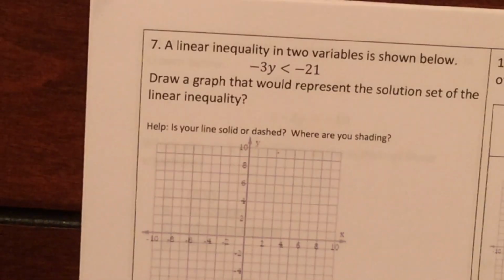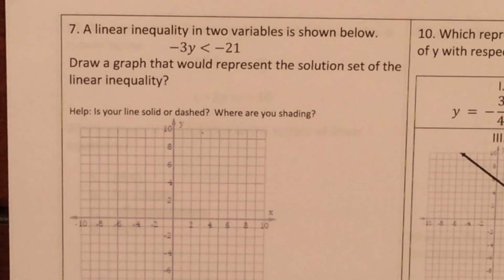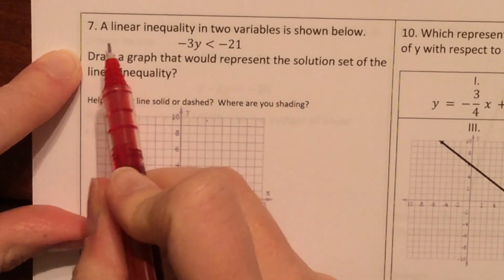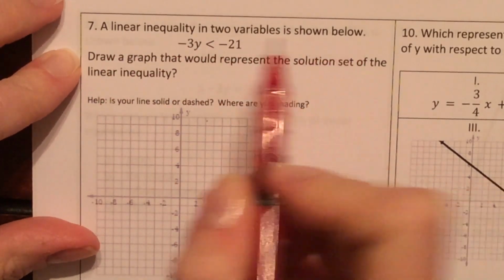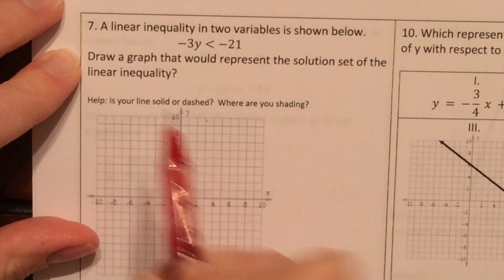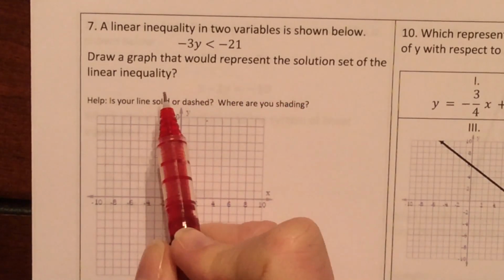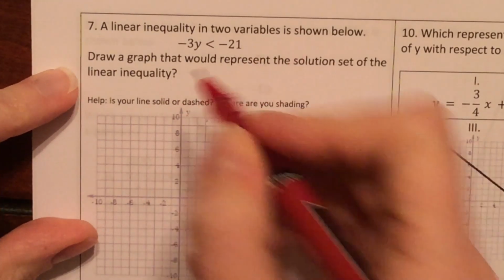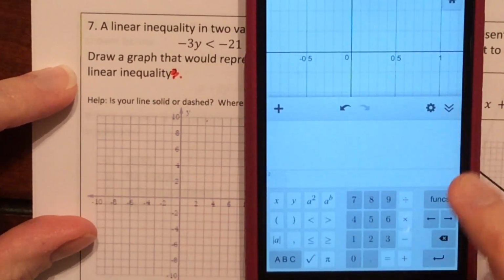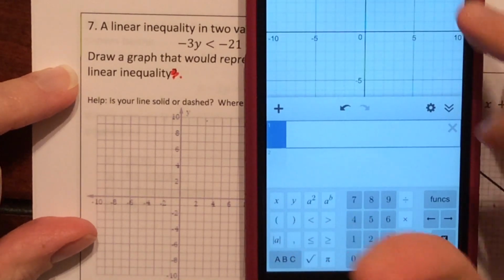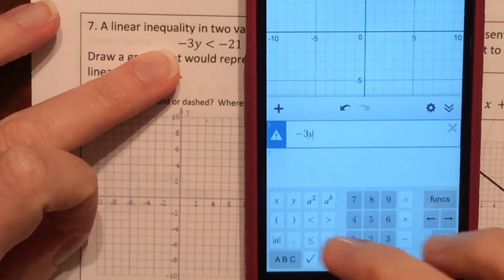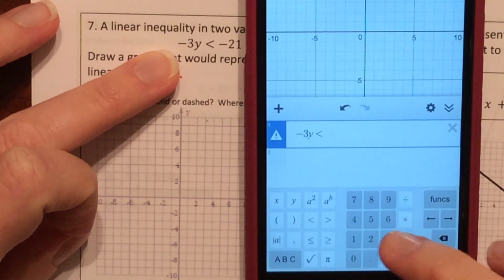Question number 7. We are going to draw a graph. A linear inequality in two variables is shown below. Here it is. And then it says, draw a graph that would represent the solution set for the linear inequality. And that should be a statement. So we're going to type it in to Desmos. And I'm going to go ahead and hit my little house button so I get a normal graph. -3y is less than -21.